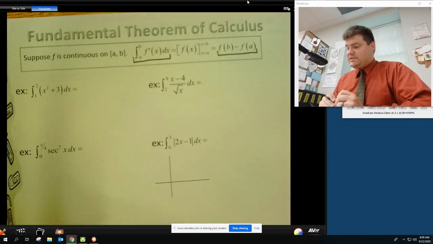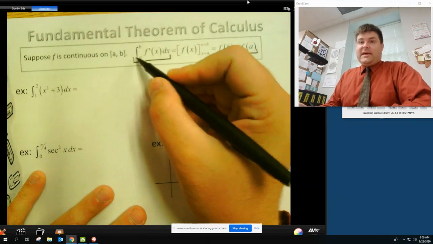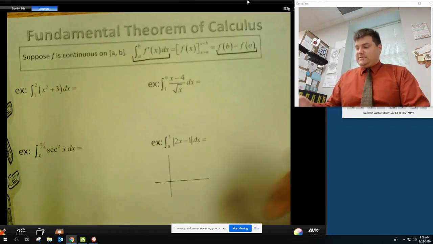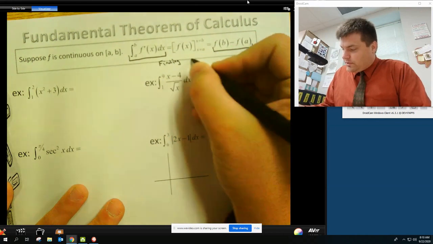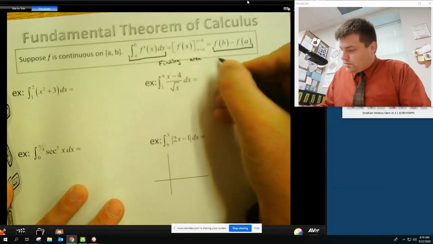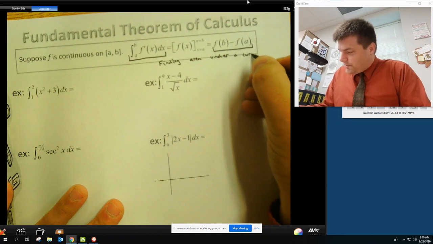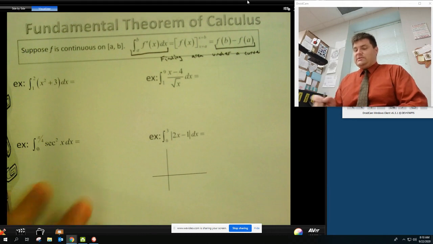The reason that this gets so important is that it's finding the area underneath the curve from a to b. That's what this is. This is finding area under a curve, or area under a function, really. Okay, so let's go ahead and get to it.